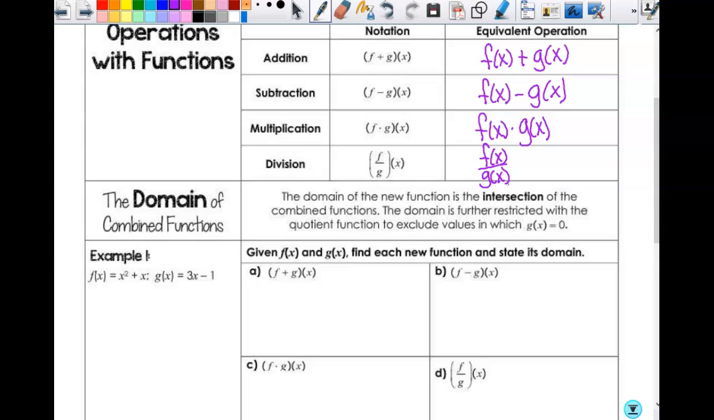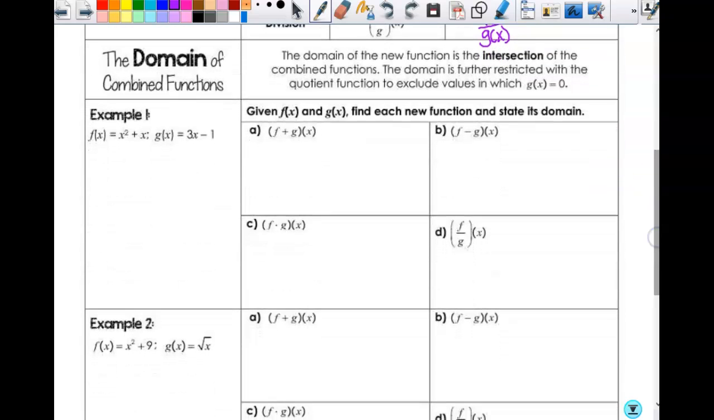The domain is what we have to really focus on here. So it says the domain of the new function is the intersection of the combined functions. So an intersection is not a passing through. It's what two things have in common. So the intersection of two streets, although you think if you're passing through, the intersection is literally that little part in the middle that they both have in common. So the intersection of the two domains is what they have in common, what they share.